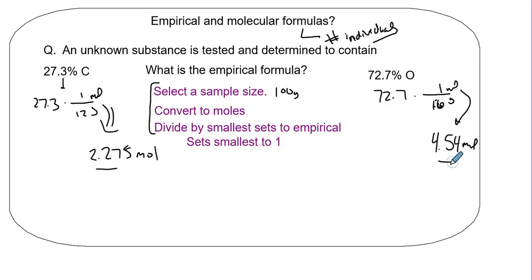Yes, your moles would be different. We chose a 100-gram sample here. If you chose a 10-gram sample, per se, how would it be different? It would be 0.227 and 0.454 moles. So the moles themselves would be different, but they would still correlate the same ratio between the two.